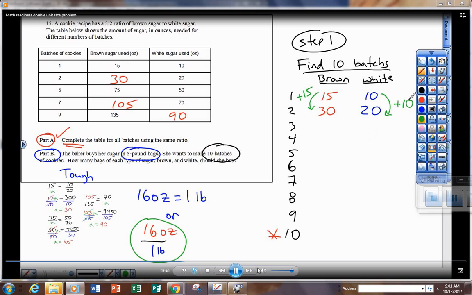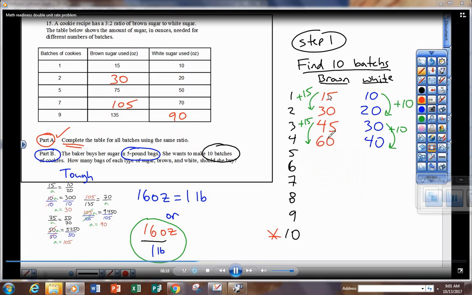So here we go. Following that pattern, adding 15 to each brown sugar step and adding 10 to the white sugar step. 30 plus 15, 45. 20 plus 10, 30. Keep going. 30 plus this 10 is going to give me 40. 45 plus 15 is going to give me this next term, 60.